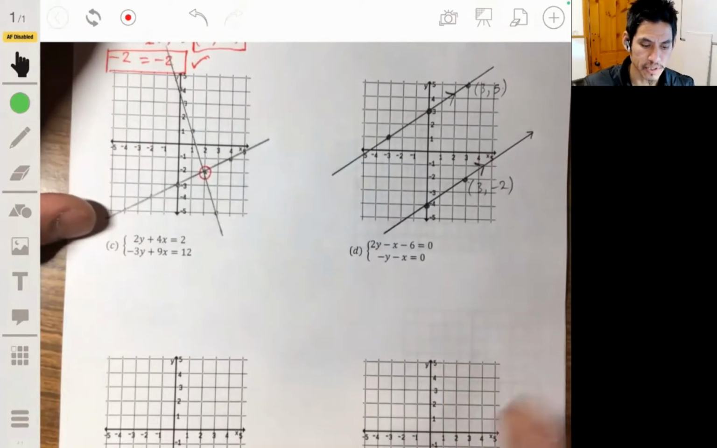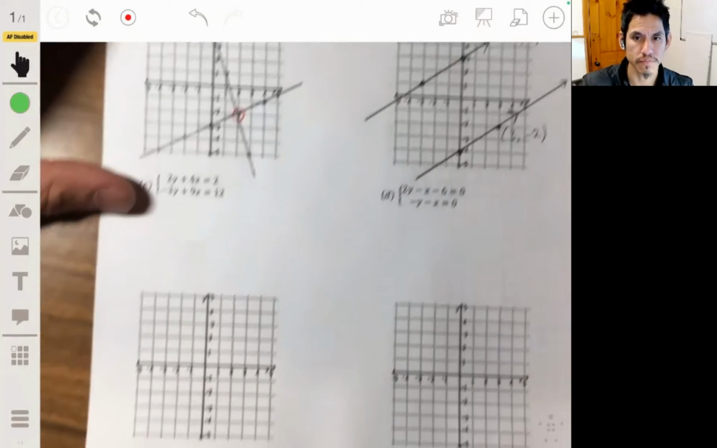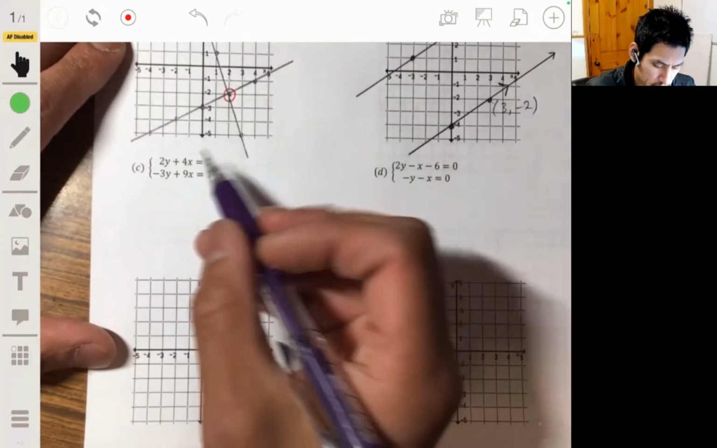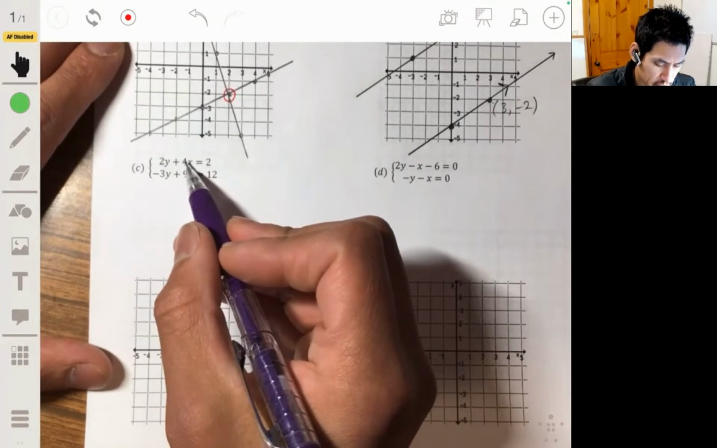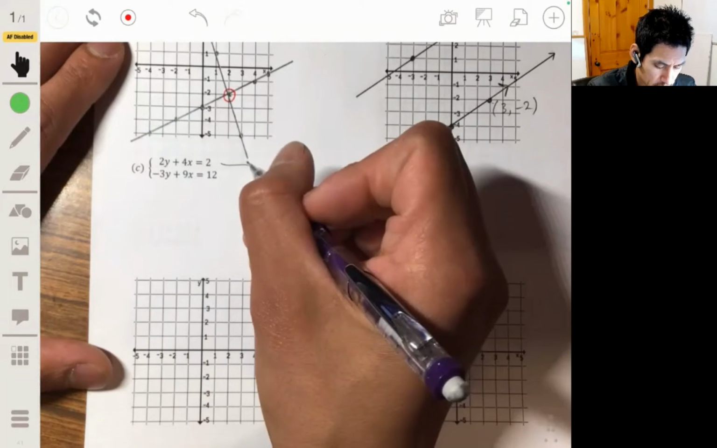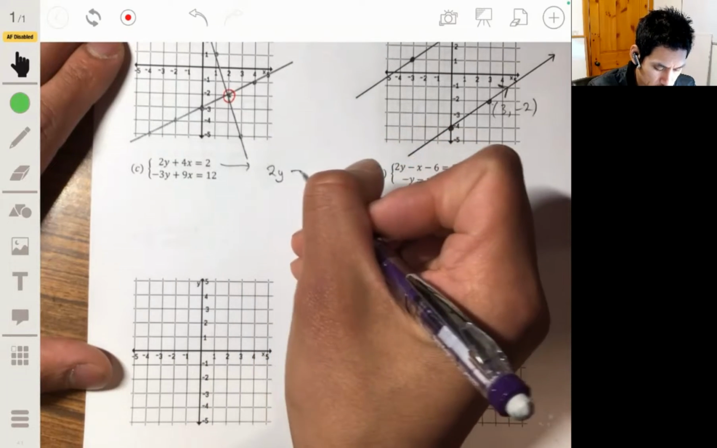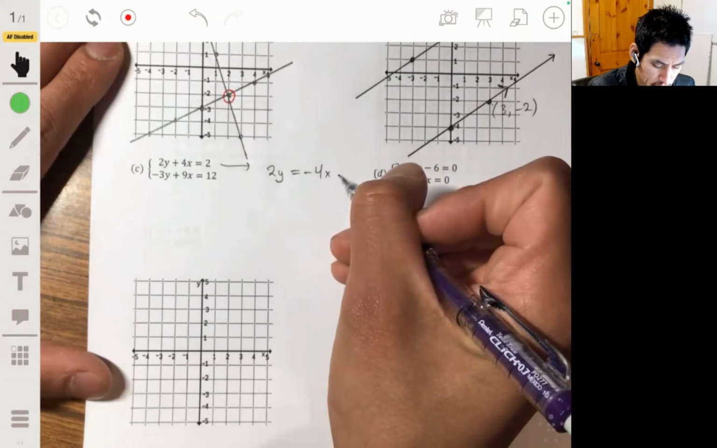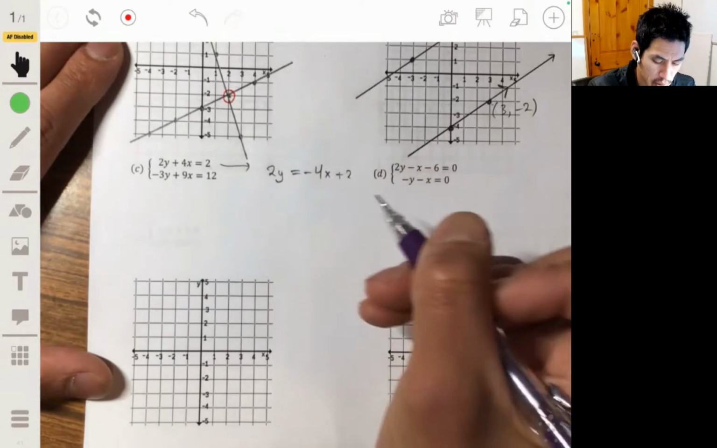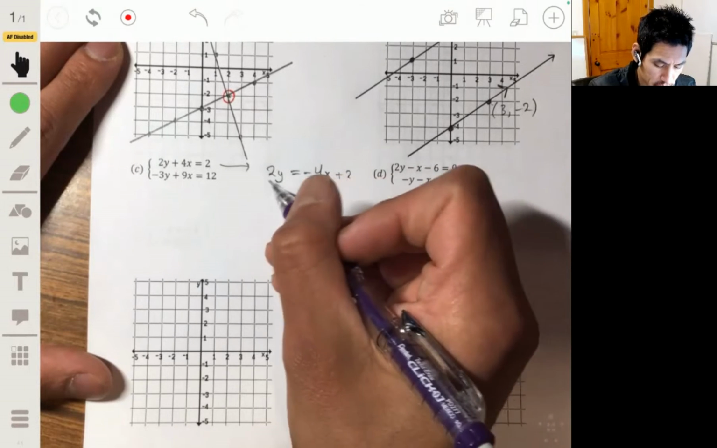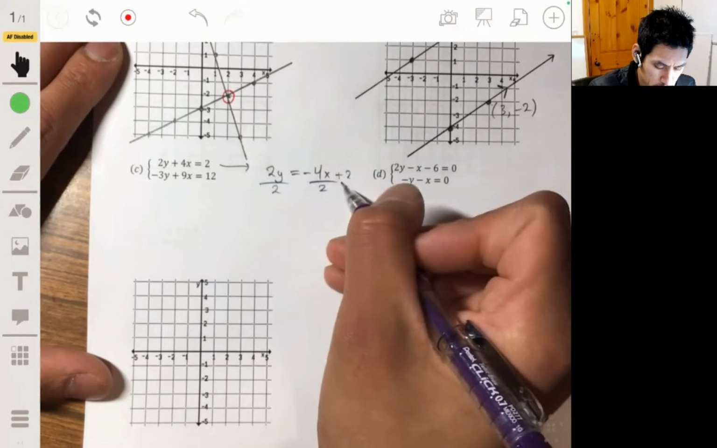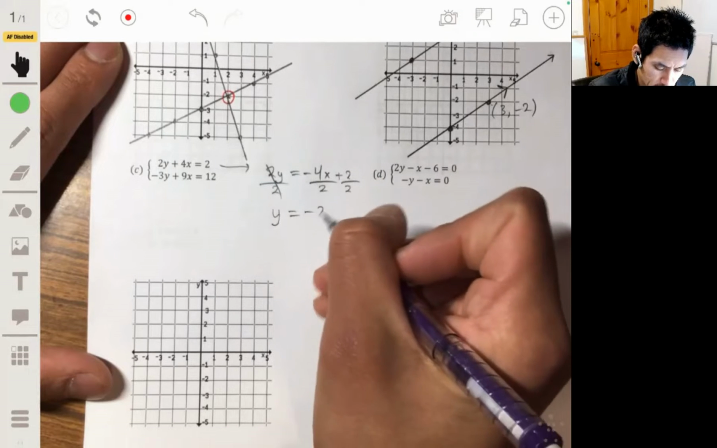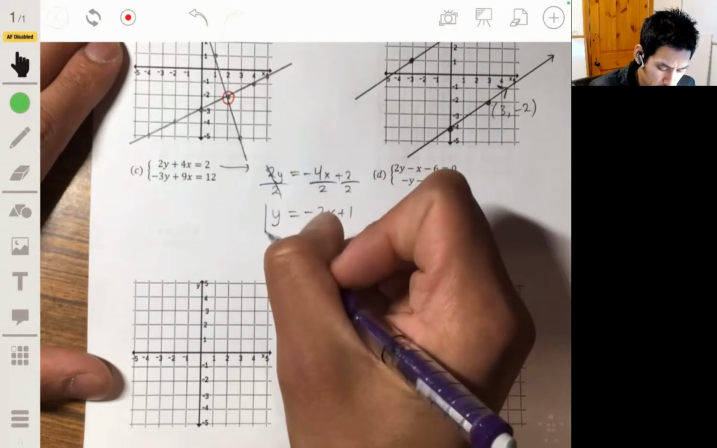All right, moving on to problem C. So here again, we have to solve for y first. Let's take away 4x. So we get 2y equals -4x plus 2. Then divide everything by 2. And we get y is -2x plus 1.